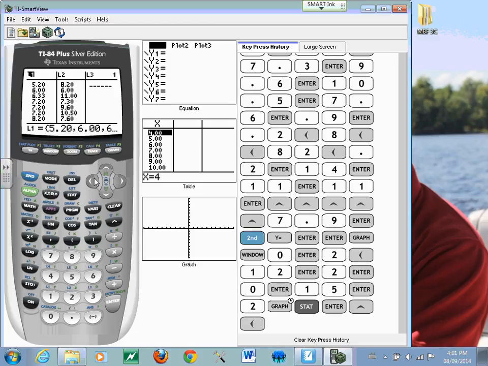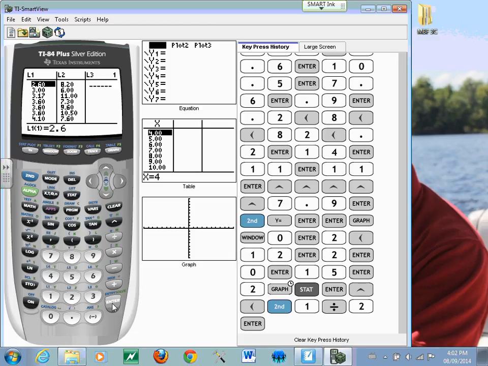Why is that? Because when we're looking at doing volume, ladies and gentlemen, we need to have the radius, which is half the diameter. So we're going to go equals. Okay, so you're going to press second 1, which tells me we're taking a look at list 1, and we're going to divide it by 2. Okay, and press enter. Notice what's going to happen to your data points here. They all go in half.